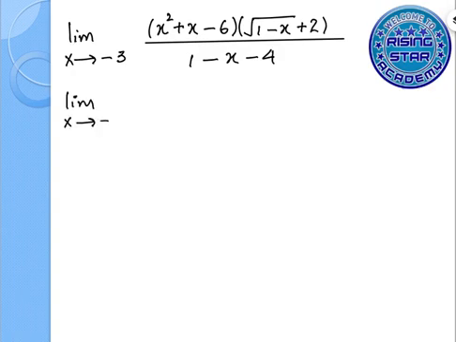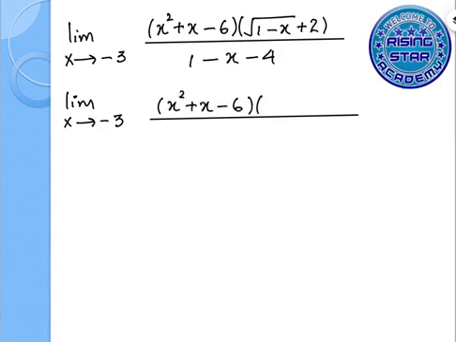Limit x approaches -3 of (x² + x - 6) over (1 - x + 2). On further simplification, that would become -x - 3. If I replace x with -3, the answer would become 0 by 0 form again. So now I need to simplify this quadratic expression into linear factors.